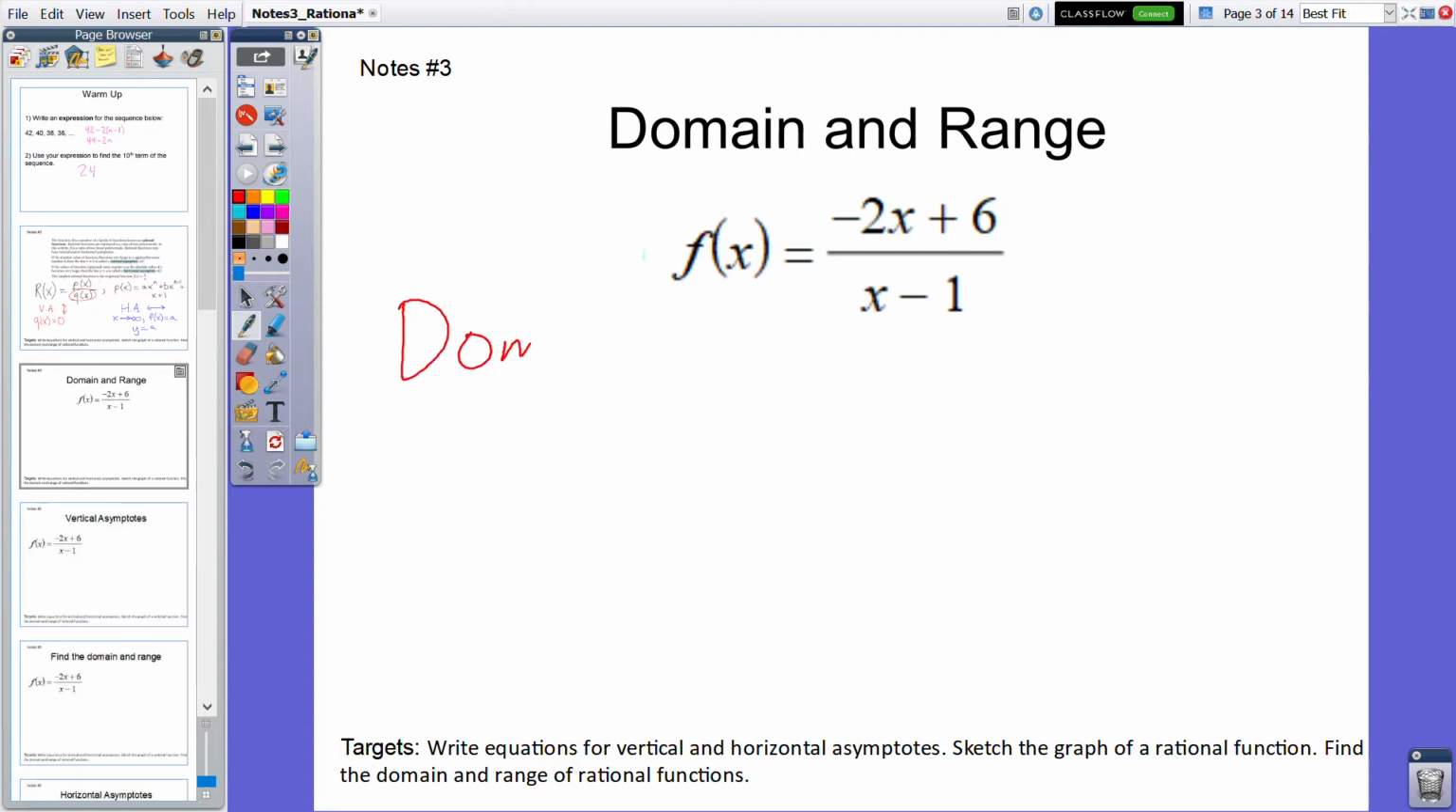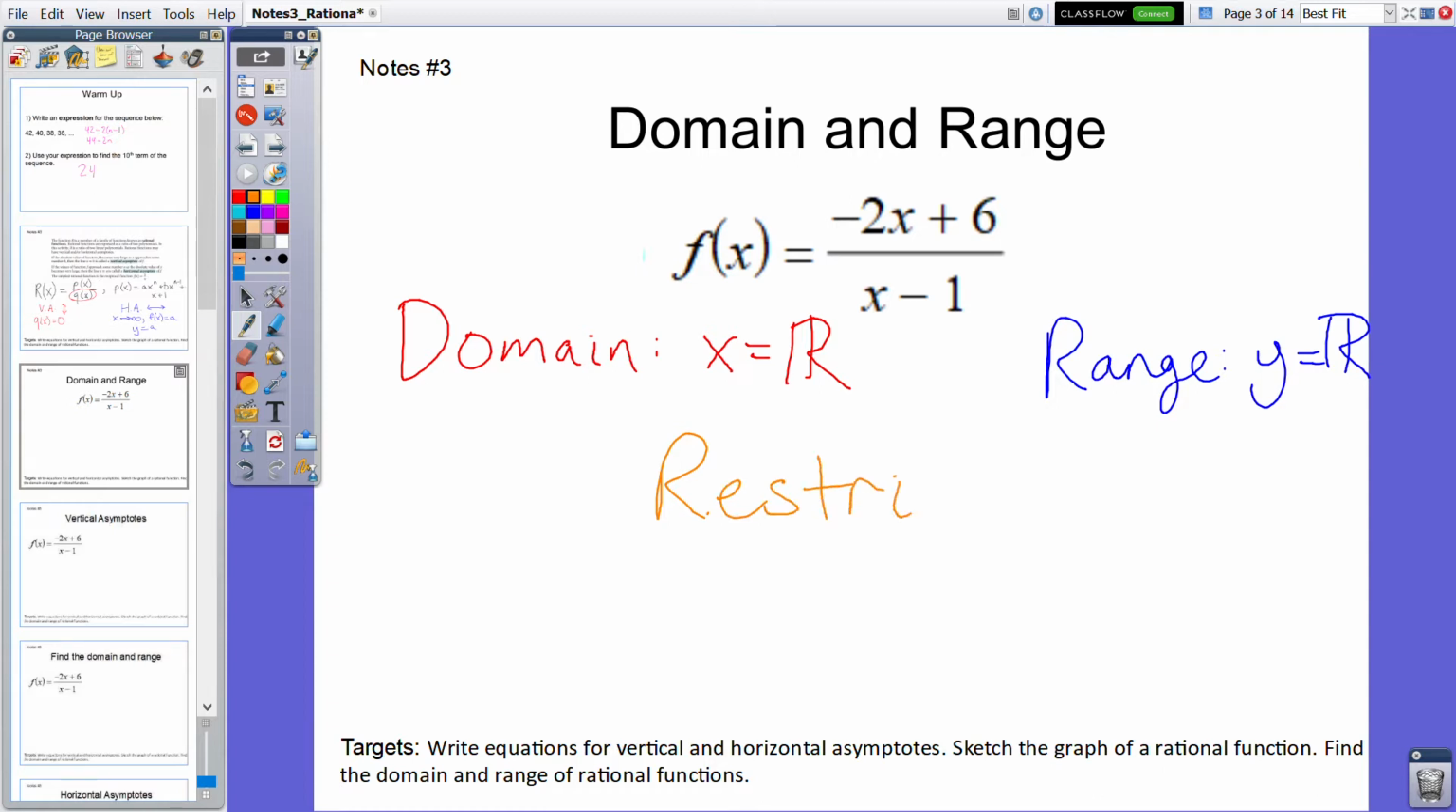We want to start at both of them. Domain is always going to be x is equal to all real numbers. And then for range, we want to define that as y is equal to all real values. And we always use that as a starting point for both, and we want to use just the definition of the function to whittle away any pieces that we can consider not part of it. Those are our restrictions. So that's what we're going to do with our asymptotes, is we're going to try to find some restrictions in both sets of the domain and range.